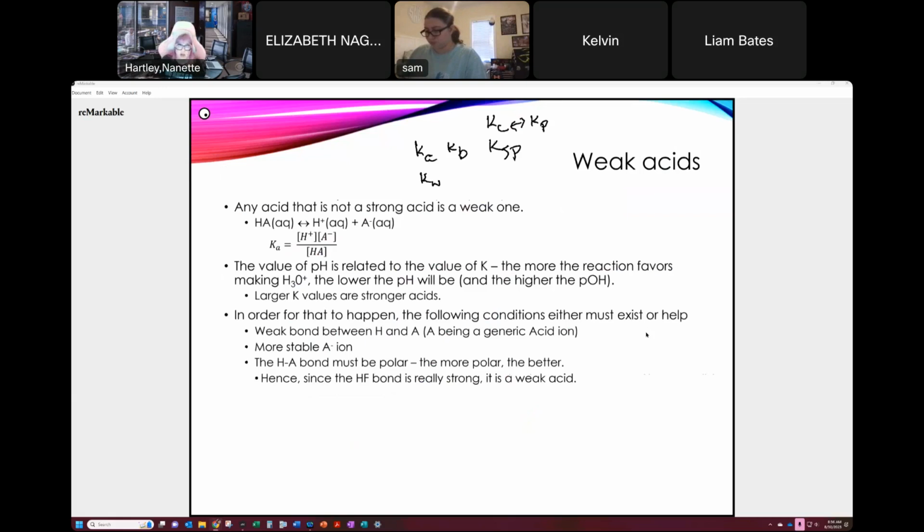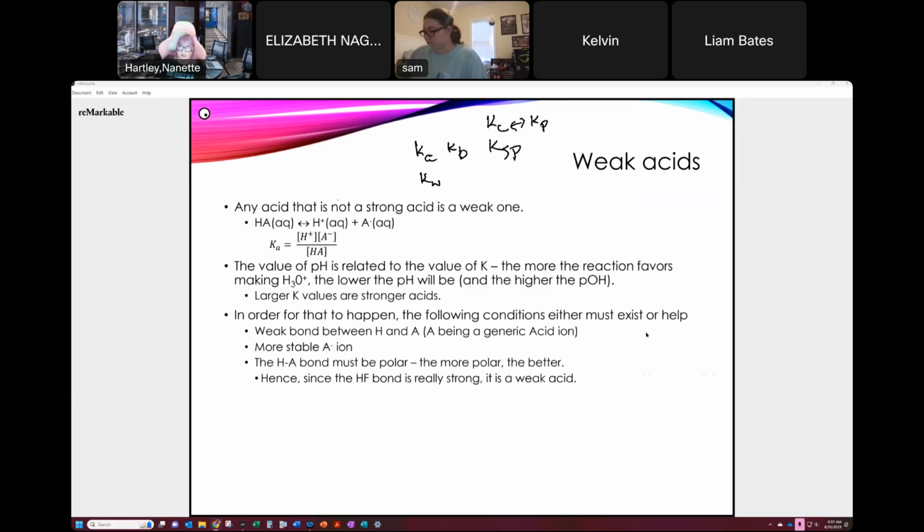Okay. Now, we have to remember that the value of pH is related to the value of K. So the more that reaction favors making H3O plus, the lower the pH is going to be, and therefore the higher the pOH. Larger K values are stronger acids. Okay, so there is a correlation between the value of that K and how much H plus I get.